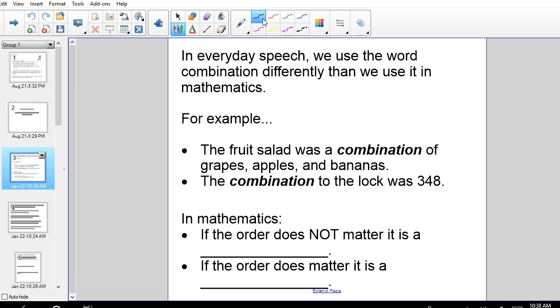Okay. All right. So, if the order does not matter, like in a fruit salad, it typically is not going to matter whether you put the apples or the bananas or the grapes in first, right? Doesn't matter. You're just putting it all in a bowl and mixing it up. So, if the order does not matter, it's a combination. However, if the order does matter, it is a permutation.